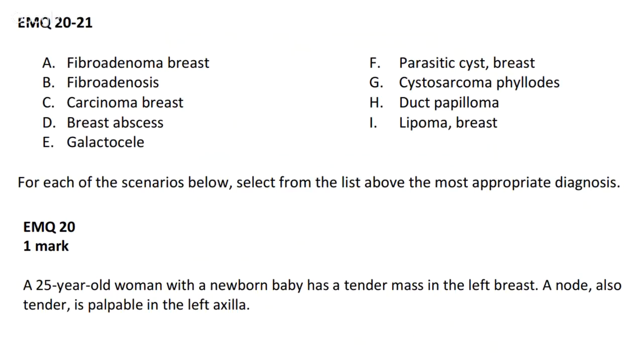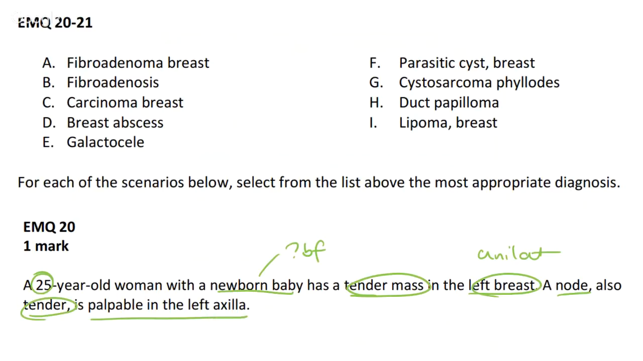Newborn. Okay. All right. So 25-year-old, she has a newborn baby, which implies she's potentially breastfeeding, or at the very least, her breasts are lactating. She has a tender mass in her left breast, so it's unilateral. And she has a node, which is also tender in the left axilla, so she has some lymphadenopathy. So does she have fibroadenoma? No. Does she have fibroadenosis, which is fibrocystic disease? No. Does she have carcinoma? No.